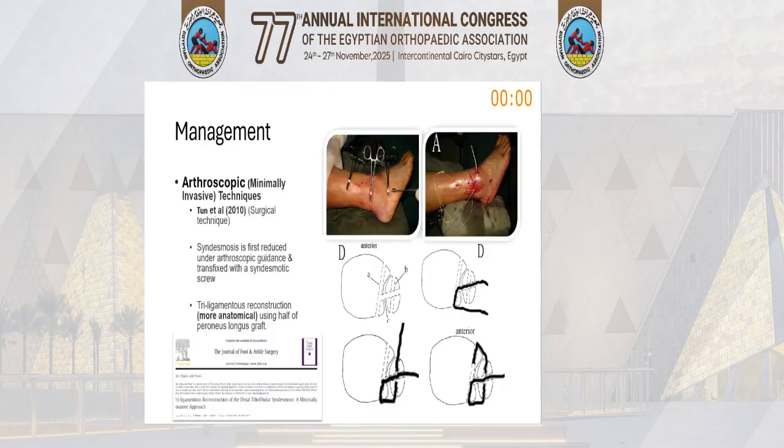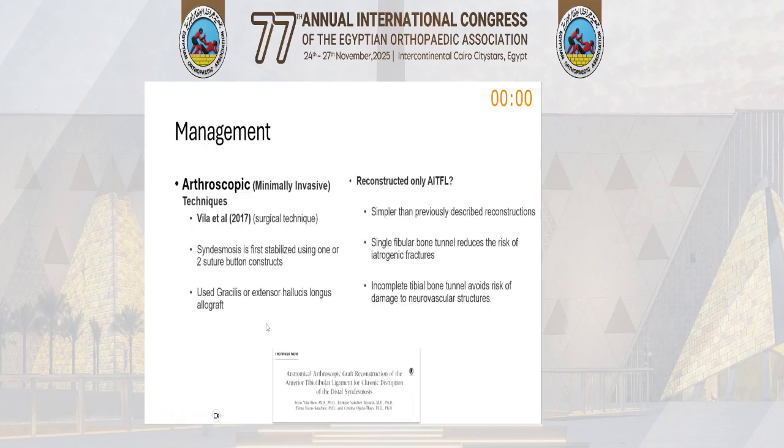Examples of this, Tony et al. in 2010, syndesmosis reduced and under arthroscopic guidance, transfixed with a syndesmotic screw, and then tried anatomical ligamentous reconstruction using half of a peroneus longus graft. While Vila et al. in 2017 made a surgical technique to stabilize the syndesmosis using 1 or 2 suture buttons and used a gracilis or extensor hallucis longus allograft. It's simpler. He reconstructed only the AITFL. It's simpler than the previously described reconstruction.